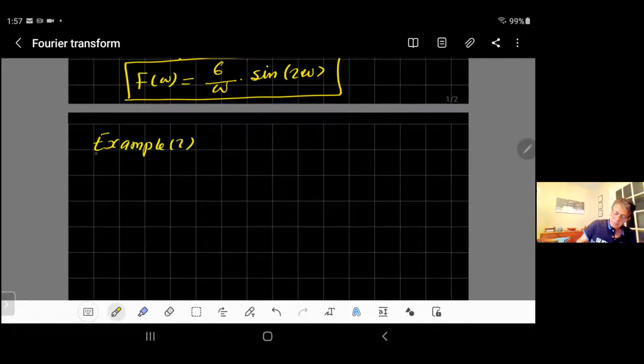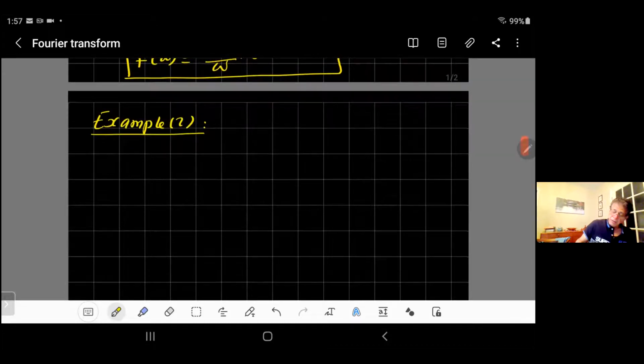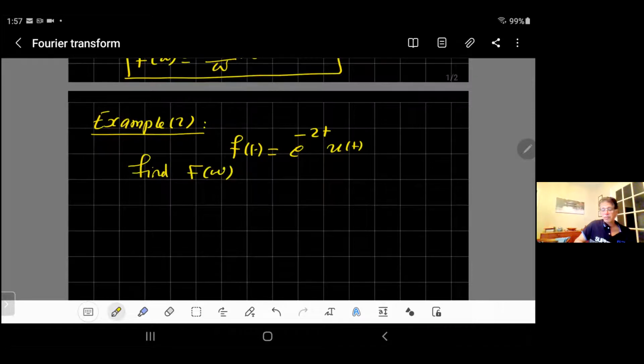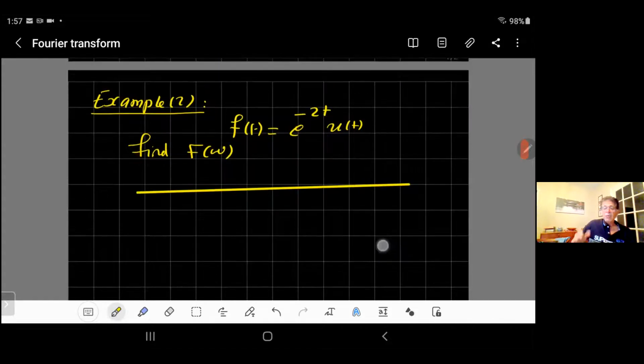Example 2. The function given, f of t, is equal to e^(-2t) u(t). Find the corresponding Fourier transform of this function. Well, I just want to remind you of something. Once you see any function multiplied by u(t), it is a step function. And the step function starts from 0 up to infinity, equal to 1. So when you multiply by any function, it does not change it. 1 multiplied by anything is the same thing.